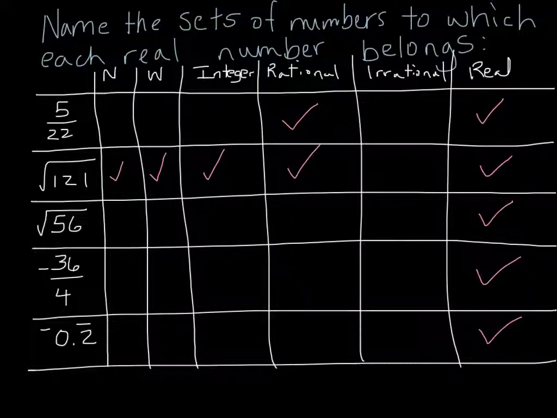Square root of 56, 56 is not a perfect square. So that means that if you take the square root of 56, you will get an irrational number because it's never going to end, never going to repeat. Negative 36 over 4 is actually negative 9. So that's not natural, not whole. It is an integer, and it is rational. Negative 0.2 and the 2 repeats, that's not natural, whole, or an integer. It will be rational because a repeating decimal can be made into a fraction.